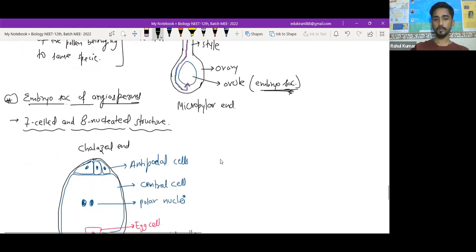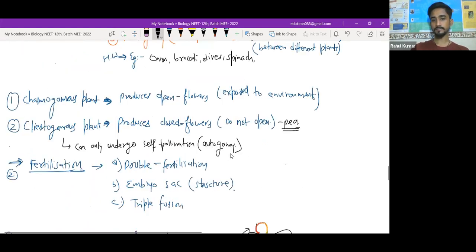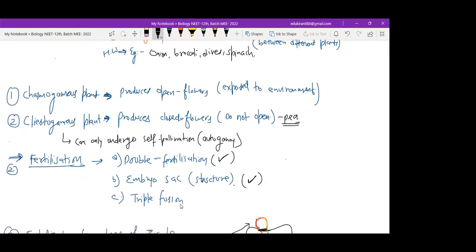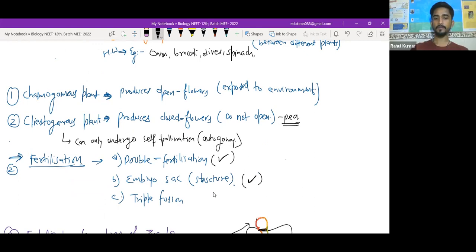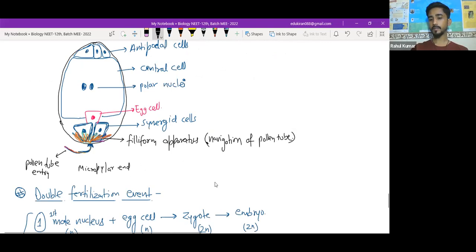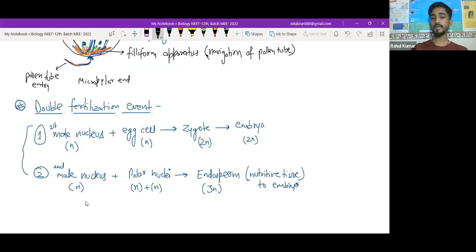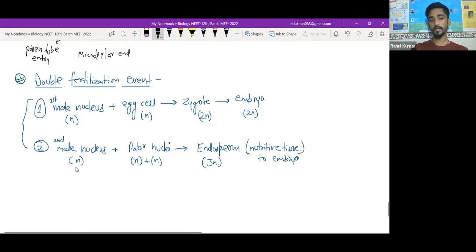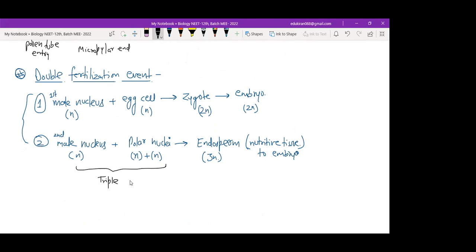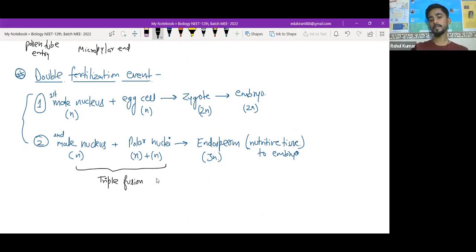So we understood double fertilization. We also understood embryo sac, right? Now, what is triple fusion? The second fertilization event where the product is endosperm is actually known as triple fusion, because can you see that there are in total 3 nuclei fusing together? So this is known as triple fusion event during double fertilization.